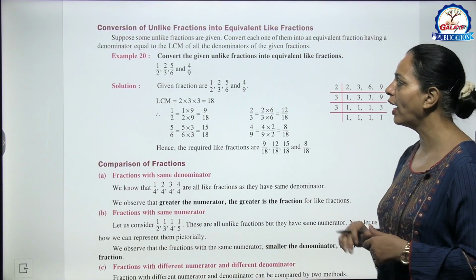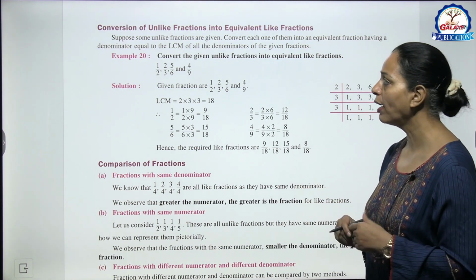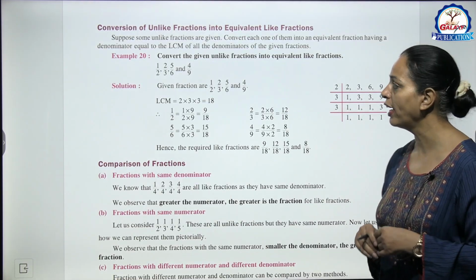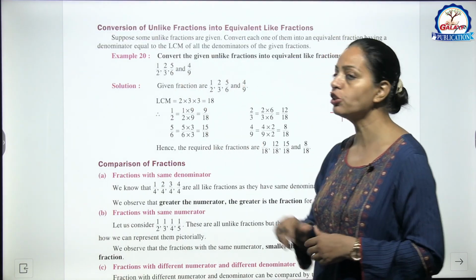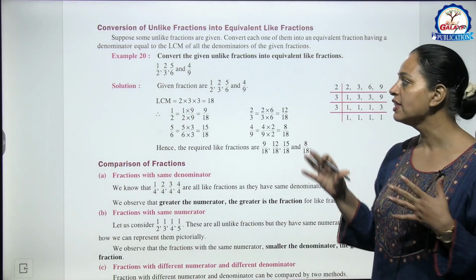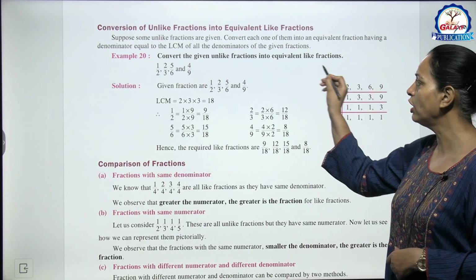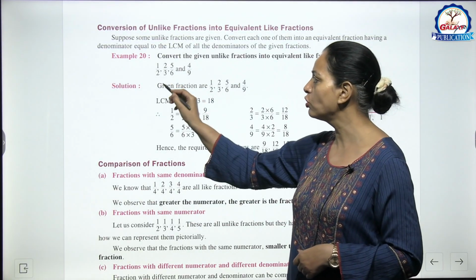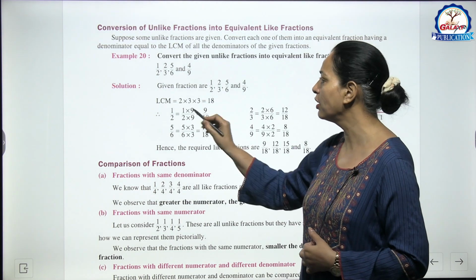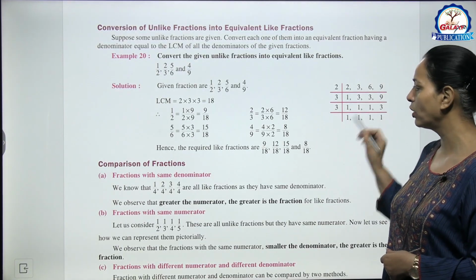Now conversion of unlike fractions into equivalent like fractions. Suppose some unlike fractions are given. Convert each one of them into an equivalent fraction having a denominator equal to the LCM of all the denominators of the given fractions. See how to do, like example 20. Convert the given unlike fractions into equivalent like fractions. See 1 by 2, 2 by 3, 5 by 6 and 4 by 9. Take the LCM of their denominators 2, 3, 6 and 9. So LCM is 18. You know how to find out the LCM?